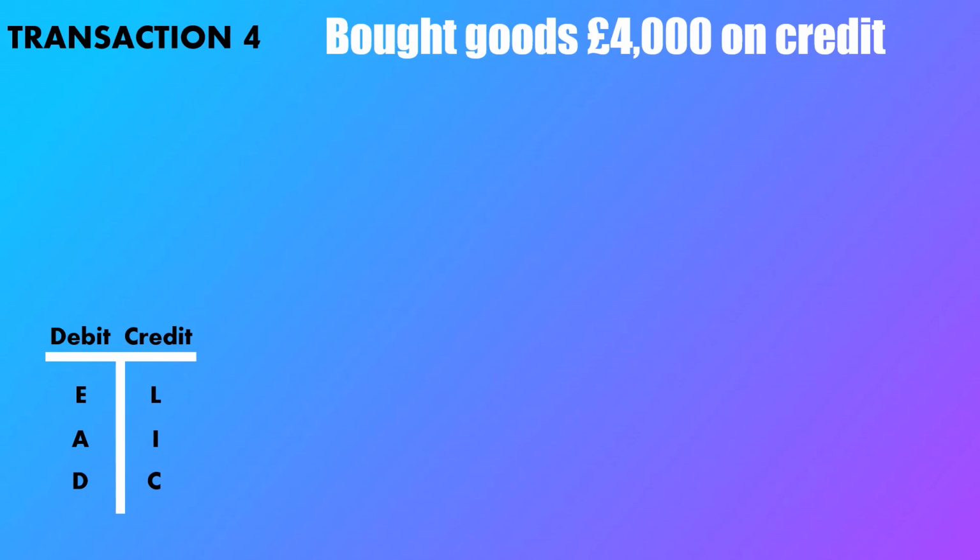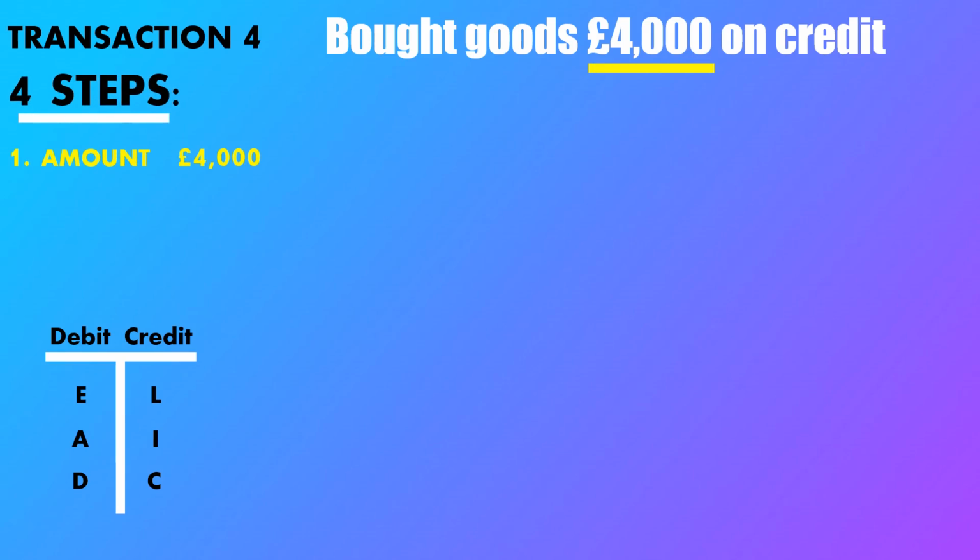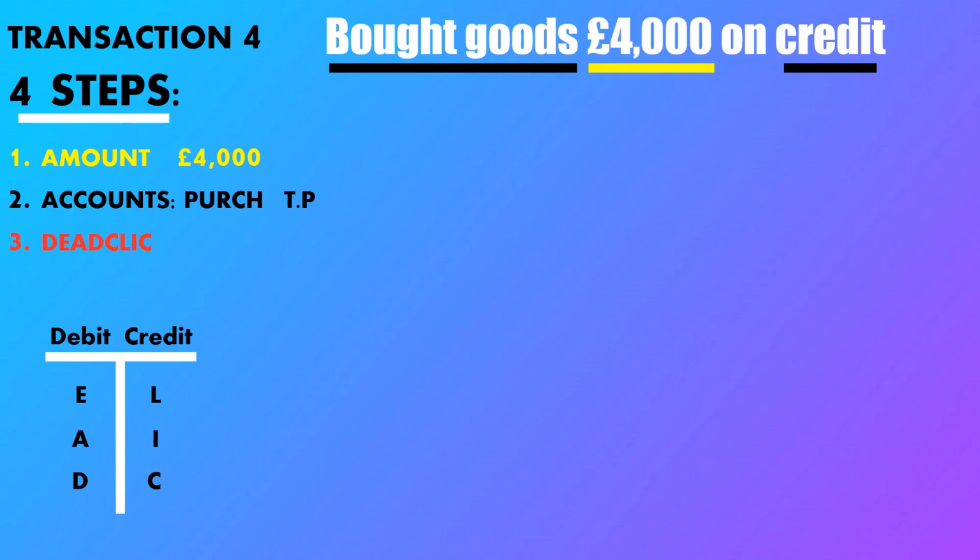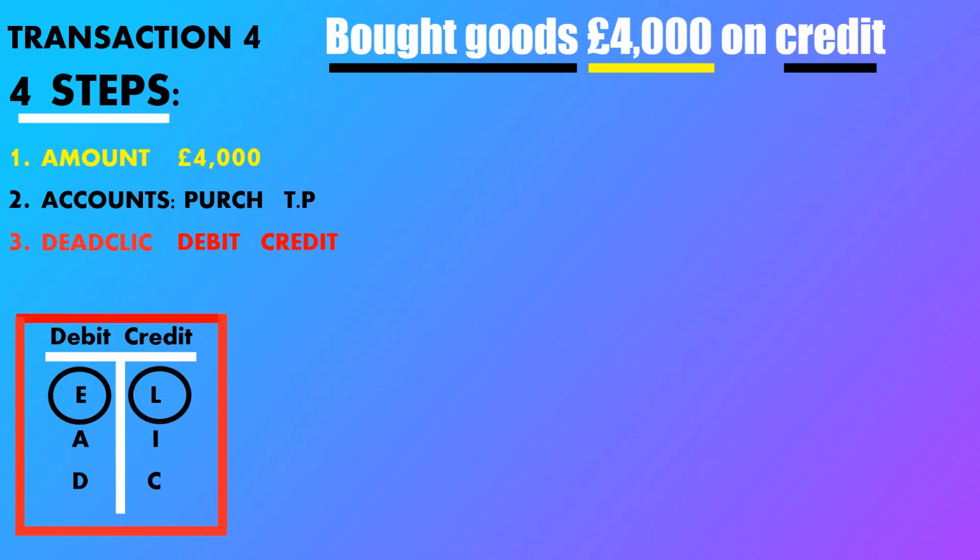Transaction 4 says they bought goods on credit using the 4 steps. For step 1, it is £4,000. For step 2, it is purchases and trade payables. We must have purchases account when the business buys goods on credit and must also have trade payables account as the business are buying goods from their supplier. For step 3, we must credit trade payables as it is a liability and debit purchases account as it is a direct expense, as those goods are one of the reasons why the business makes sales.